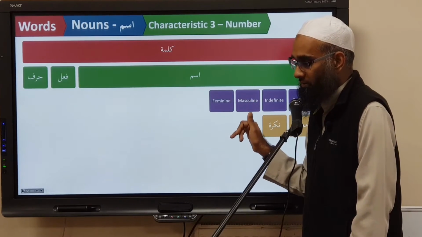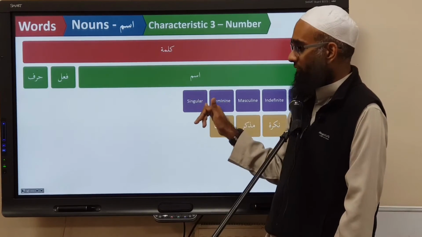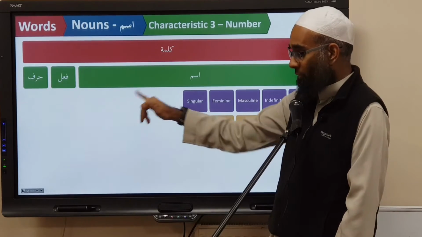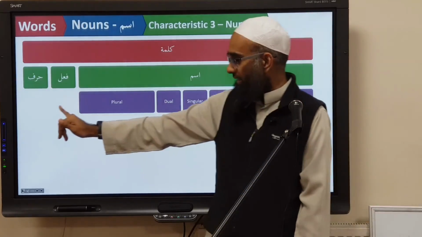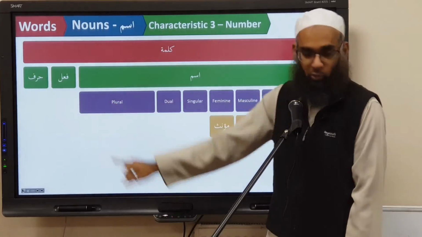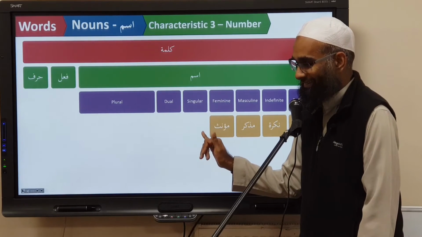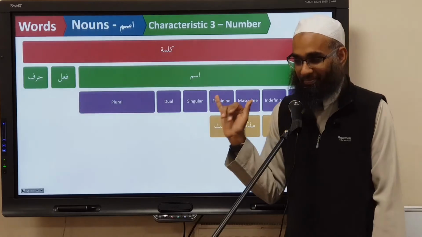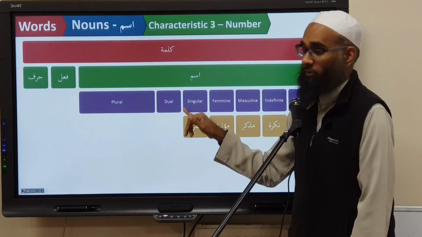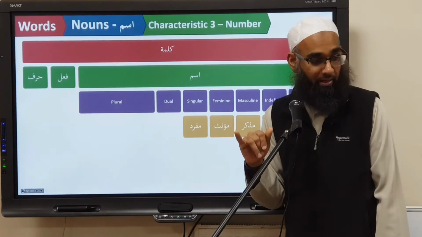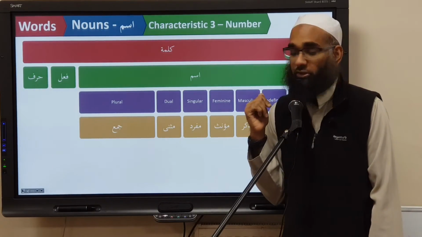Then masculine and feminine. Masculine is called mudhakkar, and feminine is called mu'annath. And then you have singular, dual, and plural. Singular is called mufrad. The dual is called muthanna. And the plural is called jam'.